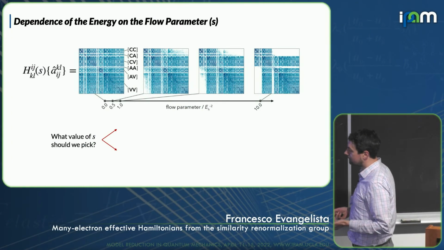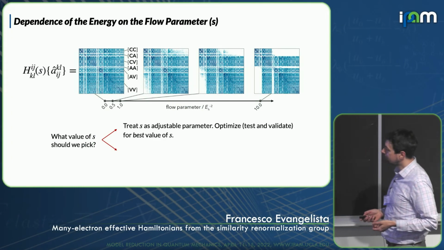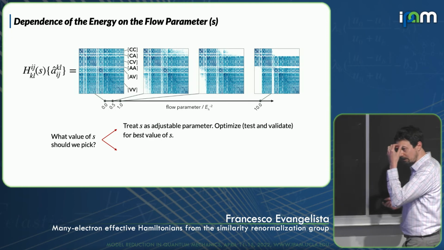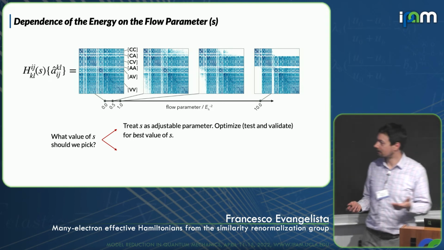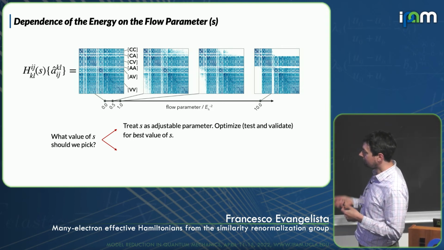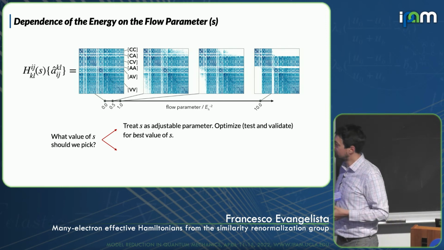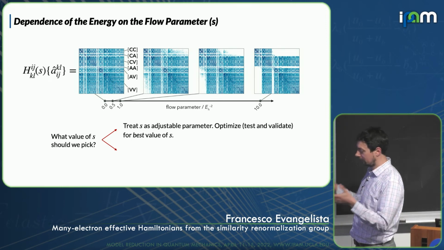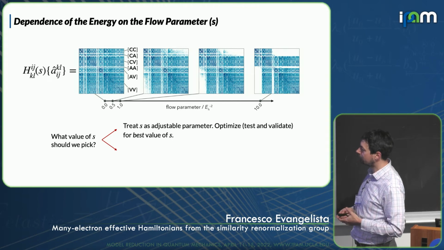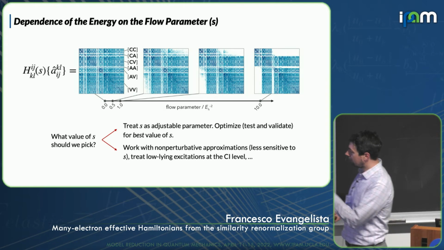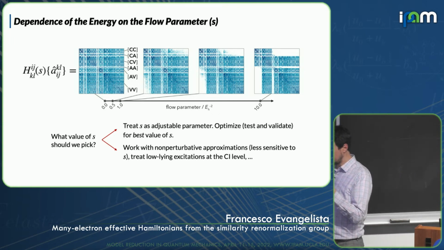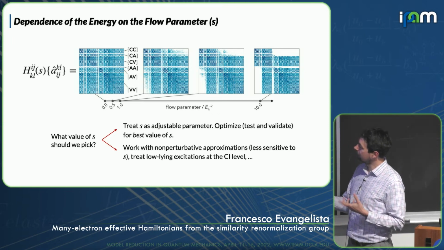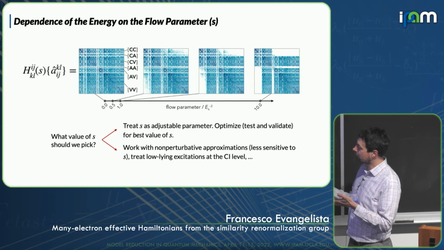So there are two strategies to pick this value of S. One is you can treat it as a parameter, almost like in DFT. So we can run a large number of calculations and validate and choose a parameter that minimizes the statistical error if we do statistics on many molecules. We can also try to go to non-perturbative approximations that tend to be more robust to intruders, so that we can push this transformation to larger values of S.